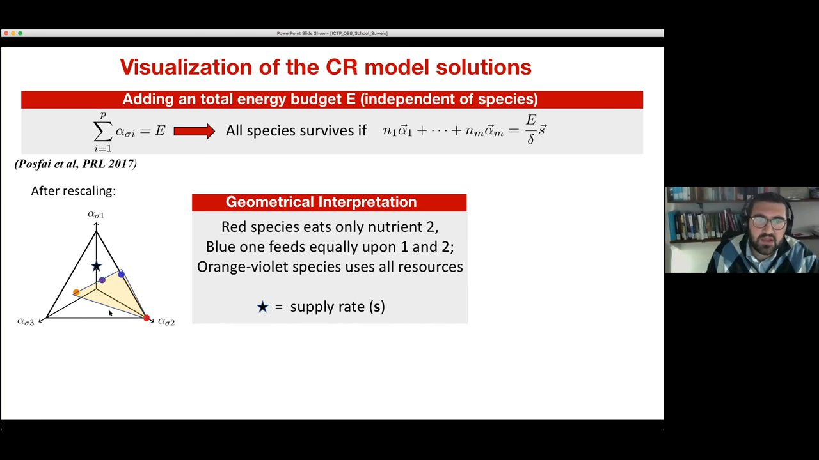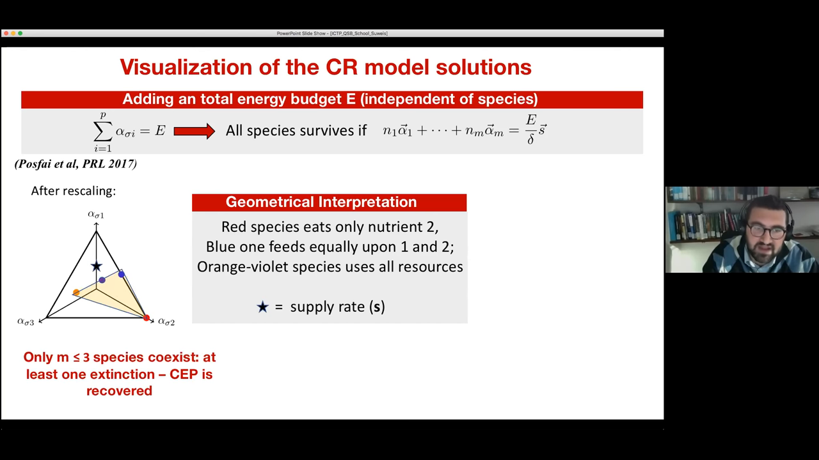These conditions imply that the supply rate must lie inside the convex hull composed by the metabolic strategies. Now, I'm not so good at drawing the convex hull, but this region is the convex hull, that is to say, the region bounded by all the metabolic strategies. The star, the supply rate, in order to satisfy this condition, must lie inside this convex hull. In this case, the supply rate is outside the convex hull, and therefore you will have extinction, and the competitive exclusion principle is recovered. So in this case, at best three species, typically fewer, will coexist. There will be at least one extinction, and the competitive exclusion principle is recovered.